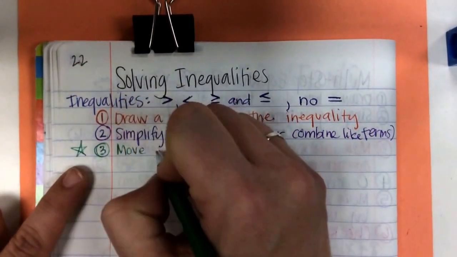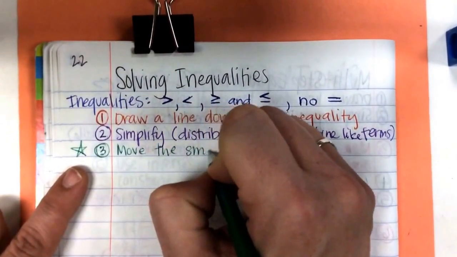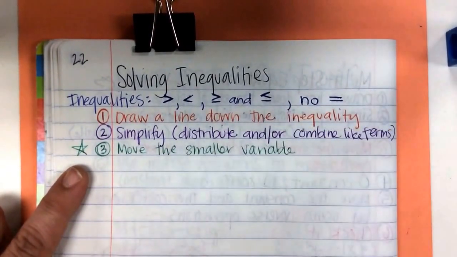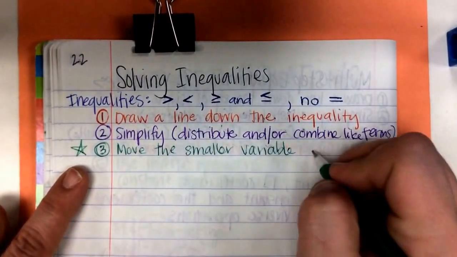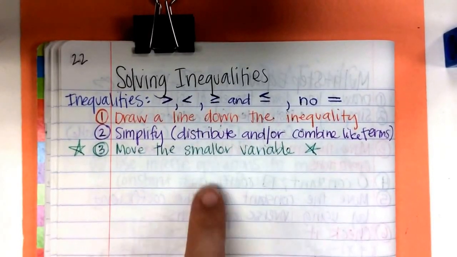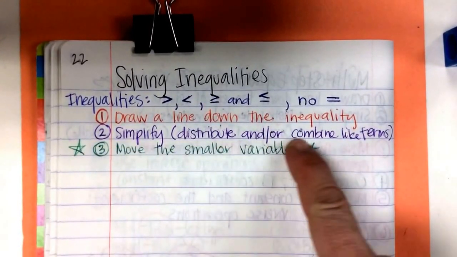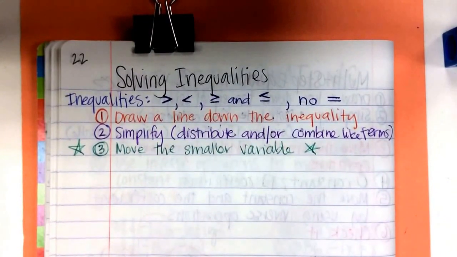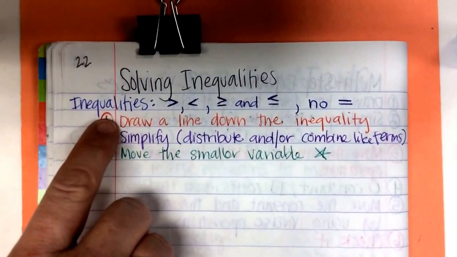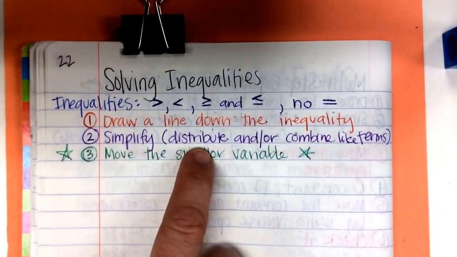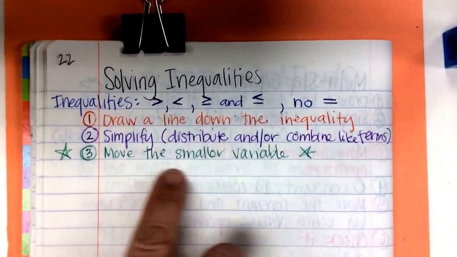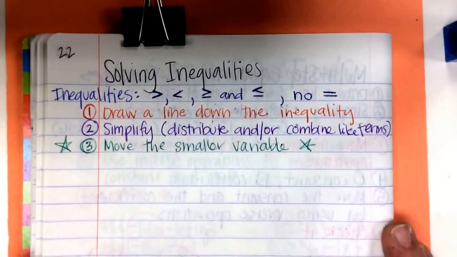that you're going to have to move the smaller variable. Combine like terms. You, again, will not have to move the smaller variable today. That does not exist. We skip step 3. But maybe. And you already know this. You already knew to draw a line down the equal sign. You already knew to simplify, distribute, or combine like terms. You already knew to move the smaller variable.